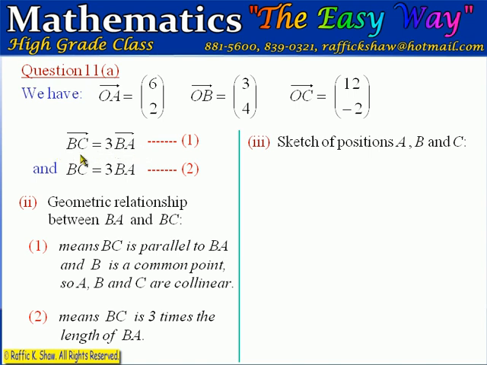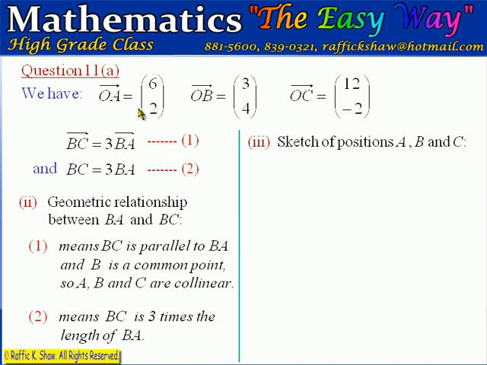That is what we deduce from this vector equation. And then from this scalar equation, we have deduced that the length of the line BC is 3 times the length of the line BA. Let's now go and do the sketch.